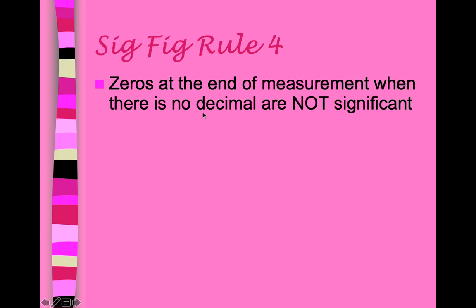there's no decimal? These are, again, placeholders. So this is not a specific 0. It's saying it's somewhere between 347 and 352 or something like that. So that 0 is not significant. It's, again, a placeholder. So this only has 1, 2 sig figs.